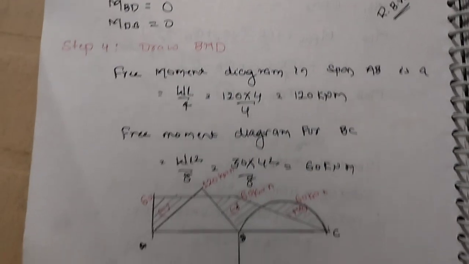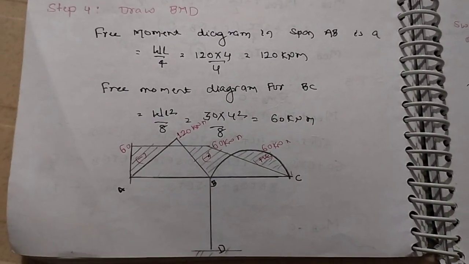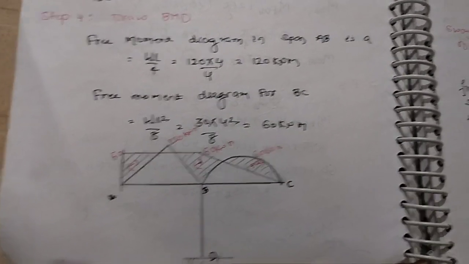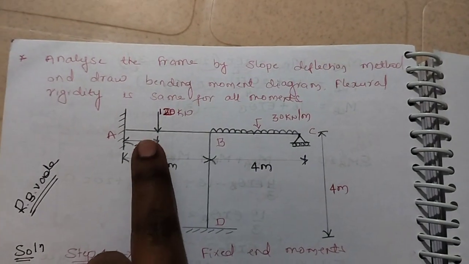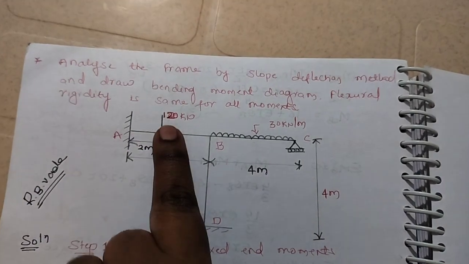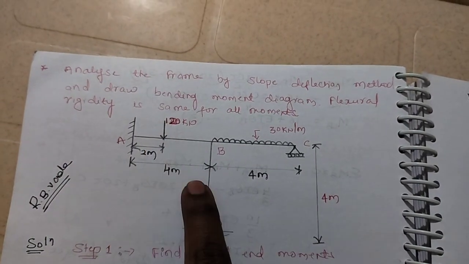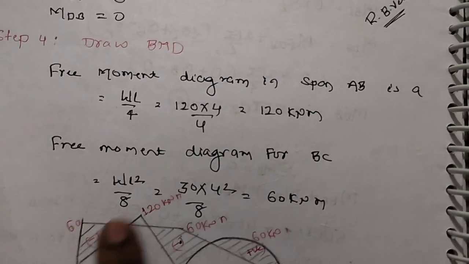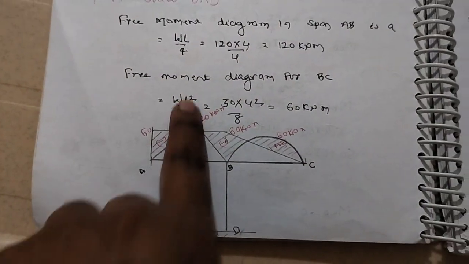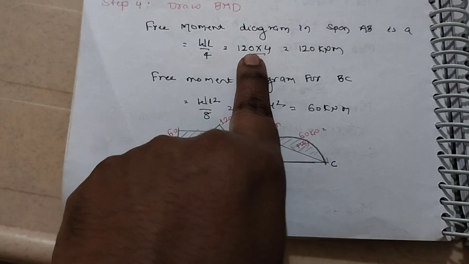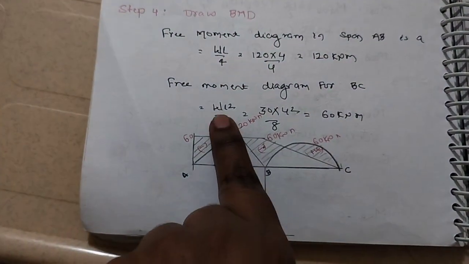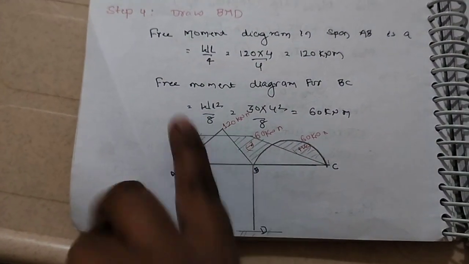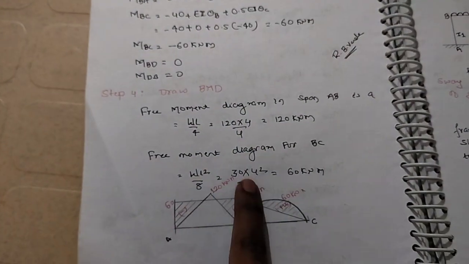Finally, in the question it is also asked to draw the SFD and BMD. First you should see the diagram. Free BMD: for the center point load, it is WL by 4, and here WL square by 8. For the first span, this will be WL by 4, that is 120. And same thing, this will be WL square by 8, where W is 30, so 30 into L square by 8.